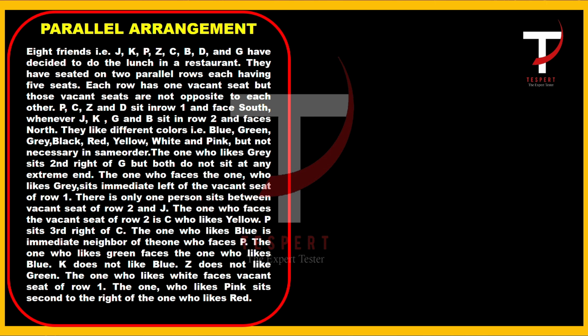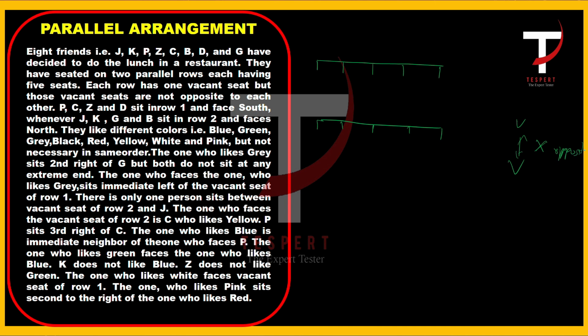Okay, let's solve it. Eight friends J, K, P, Z, C, B, D and G have decided to have lunch in a restaurant. They are seated in 2 parallel rows, each having 5 seats. Okay, so we will draw 2 parallel rows, each having 5 seats: 1, 2, 3, 4 and 5. Each row has 1 vacant seat, but the 2 vacant seats are not opposite to each other. Right? Not opposite.